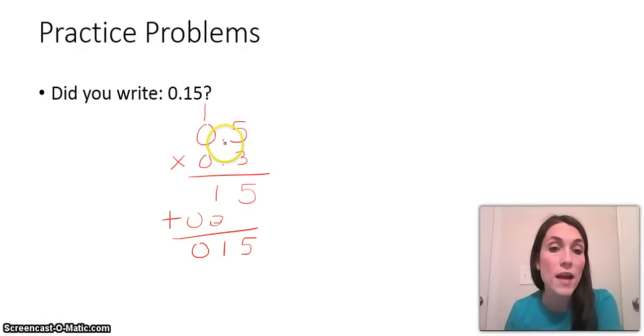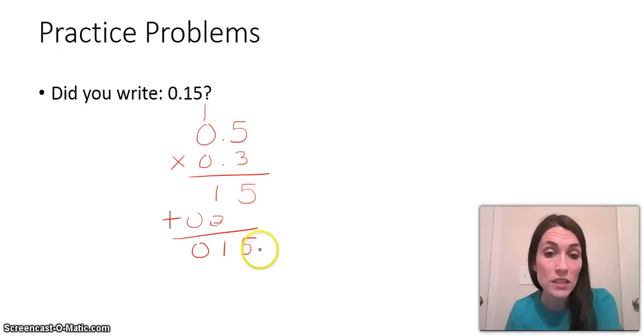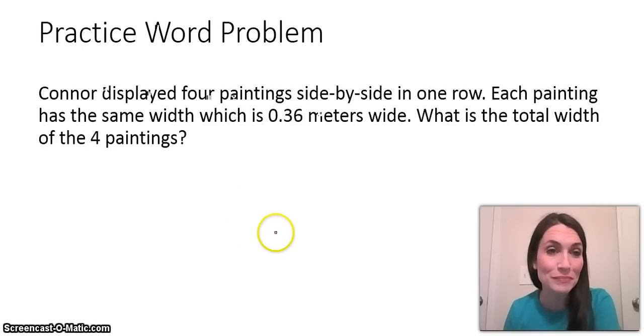Okay, now I have one decimal place in 5/10, and I have another decimal place in 3/10. So I would need to move the decimal point over 1, 2 places. So that would give me the answer of 15 hundredths. Let's take a look at our next problem.